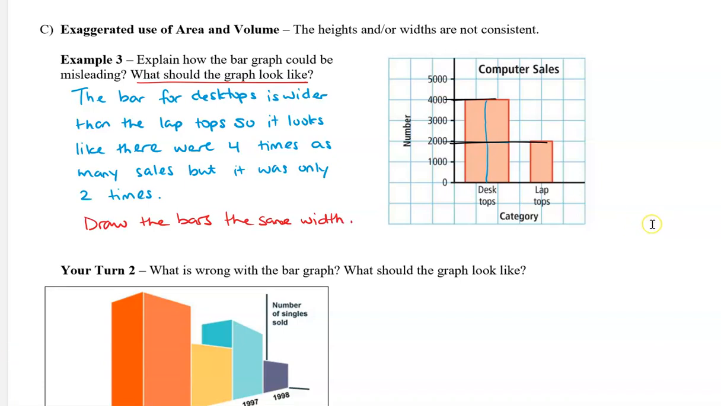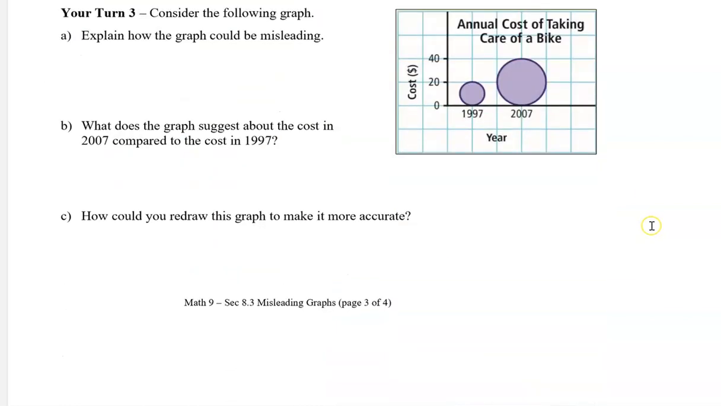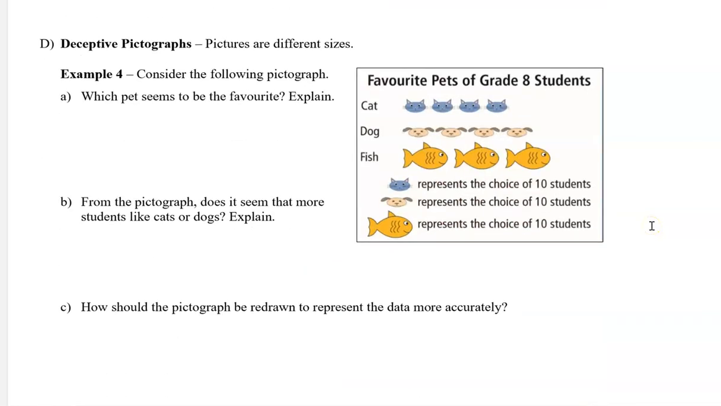All right, we're going to take a look at one more way to create misleading graphs, and that is by the Deceptive Pictograph. So this is where pictures are different sizes. So you can see this graph to the right. We have favorite pets of grade 8 students. So first question is, which pet seems to be the favorite? And explain. So when we take a look, it seems like the fish is the most favorite because it is the longest graph.